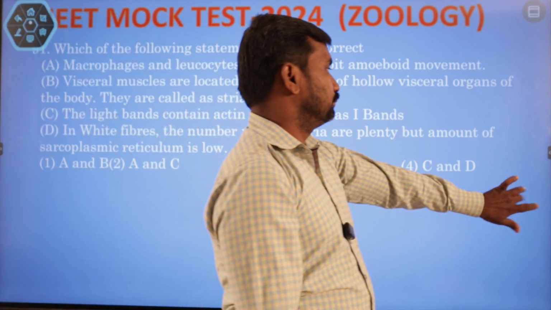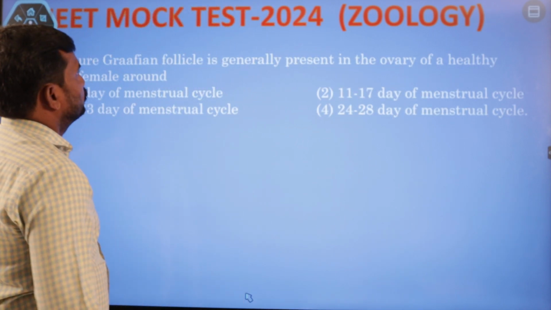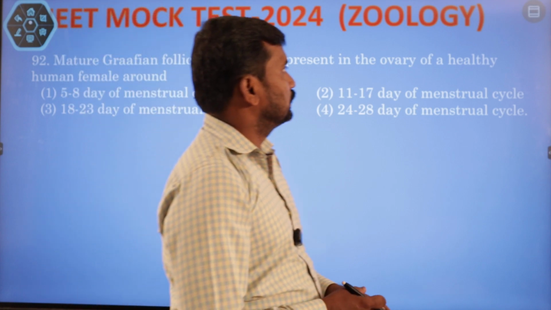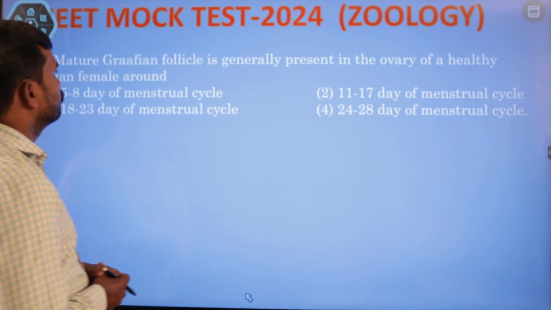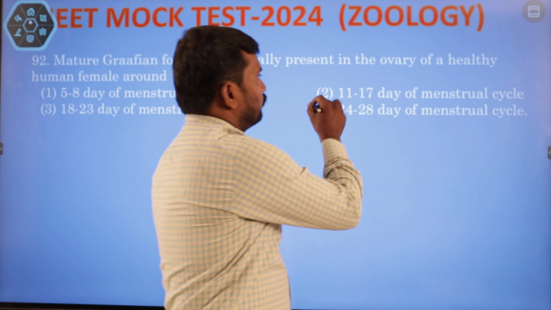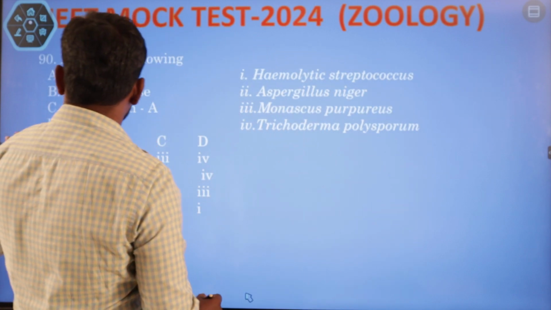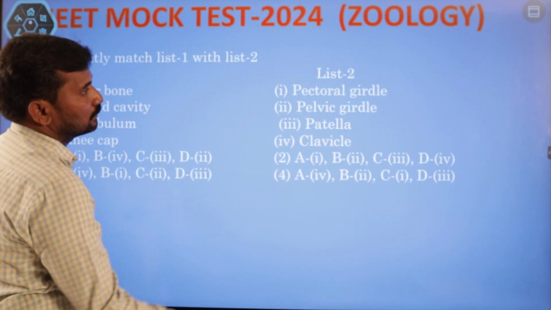Question number 92. The maturation of the Graafian follicle is generally presented in the healthy human female around the 11th to 17th day. The day is 11 to 17.